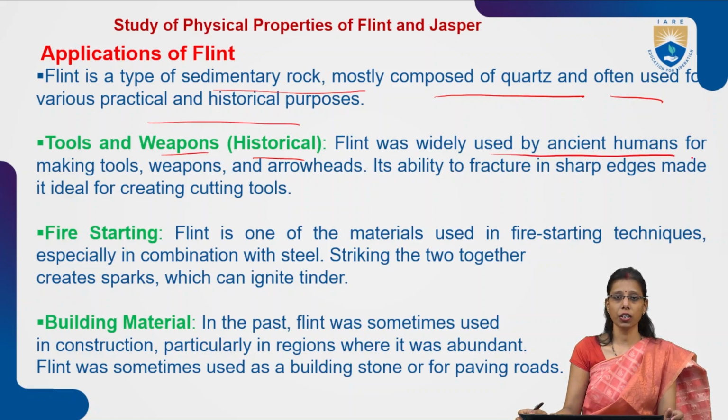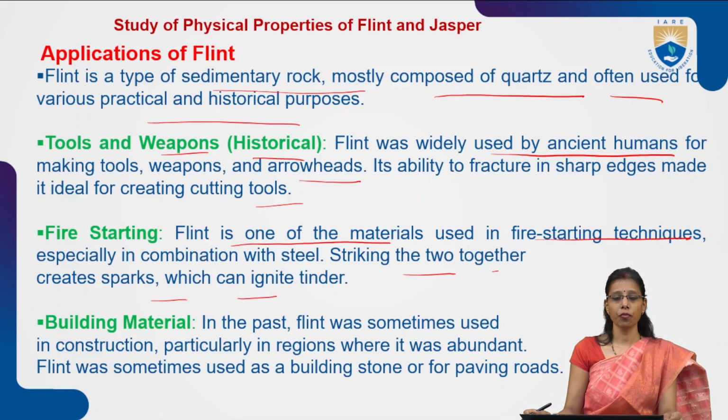It was used by the ancient humans for making tools, weapons and arrowheads, and its ability to fracture in sharp edges made it ideal for creating cutting tools. Now, fire starting. Flint is one of the materials used in the fire starting technique, especially in combination with steel. Striking the two together creates a spark which can ignite the tinder.